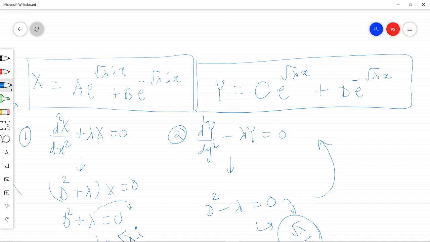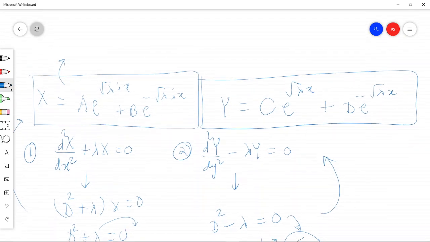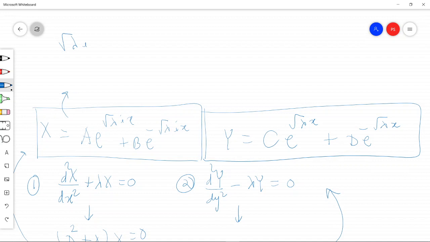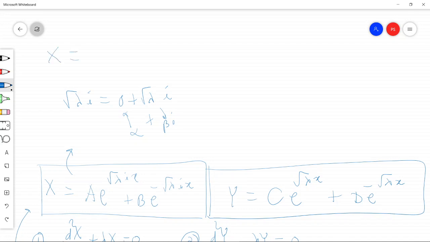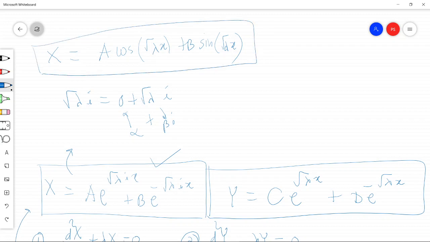Now if somebody wishes to write this expression in trigonometric notation, this can also be done. This root lambda i is written as 0 plus root lambda i. If we remember, this is our alpha and this is our beta. So in that case the solution looks like this: X equal to some A cos of root lambda x plus B sine of root lambda x. We can write it equally well in this exponential form or this trigonometric form. Both of them are equally correct.